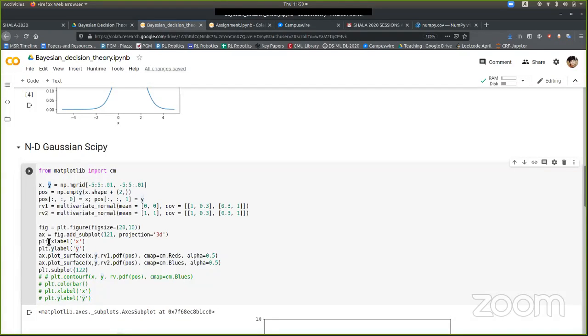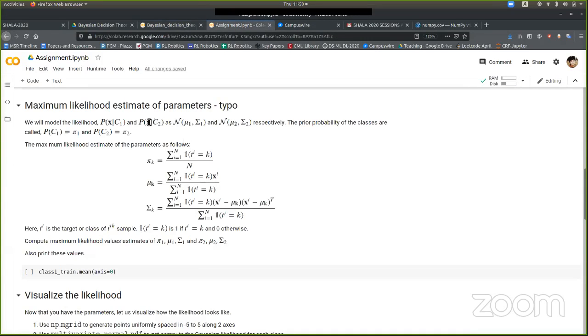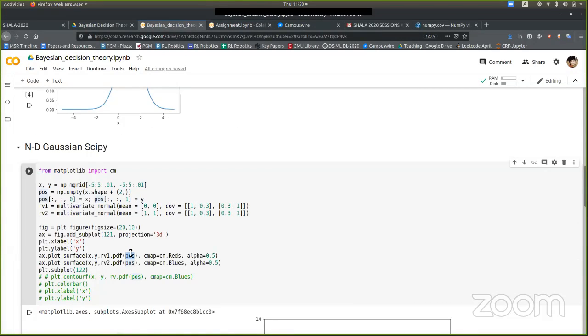When you pass in rv1.pdf and here you pass in pos, pos contains all the x and y coordinates, so you get the likelihood at all the points. Similarly, since you already have the prior, for each of the points in pos you multiply the prior and the likelihood, and then divide by the sum of prior times likelihood for the two classes.